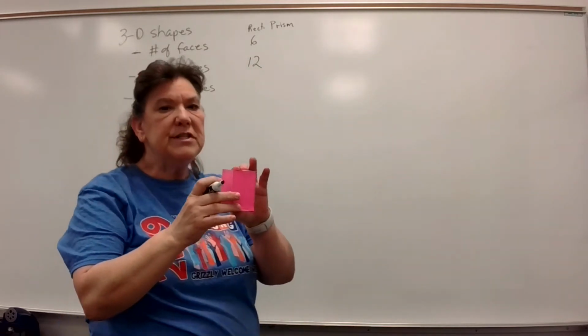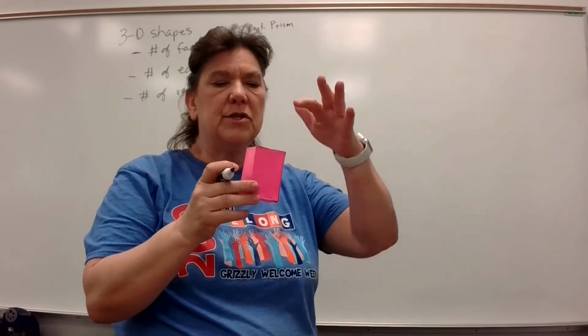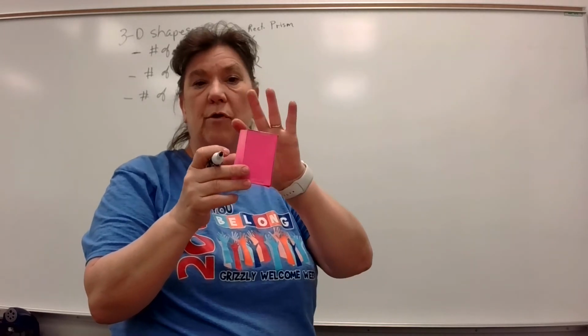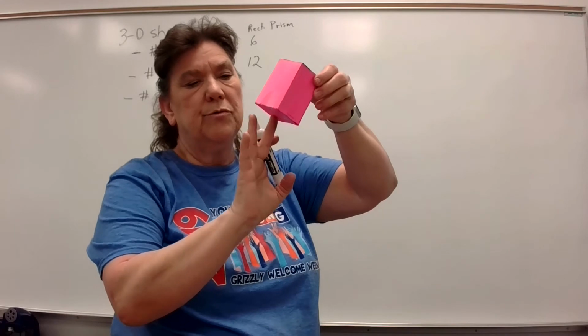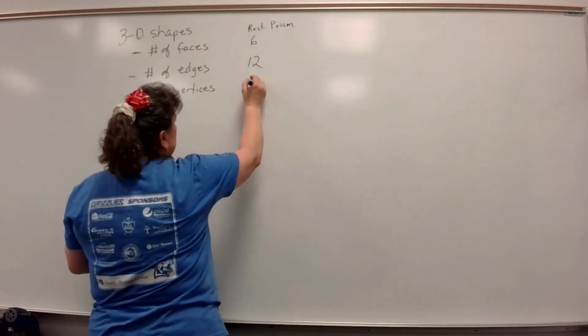And then the vertices are the corners where all the faces come together. So we have 1, 2, 3, 4 on the top, 1, 2, 3, 4 on the bottom. So this one has 8 vertices.